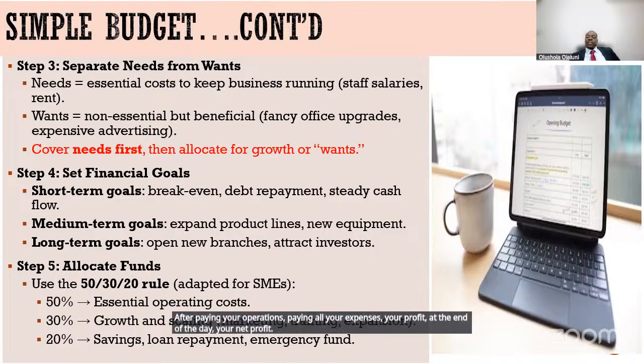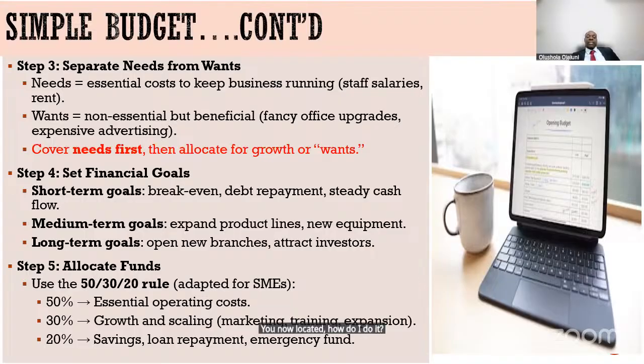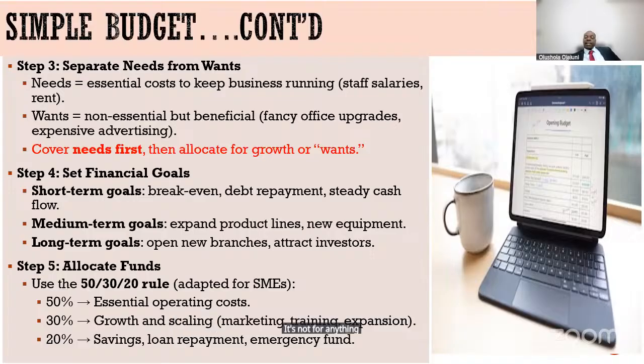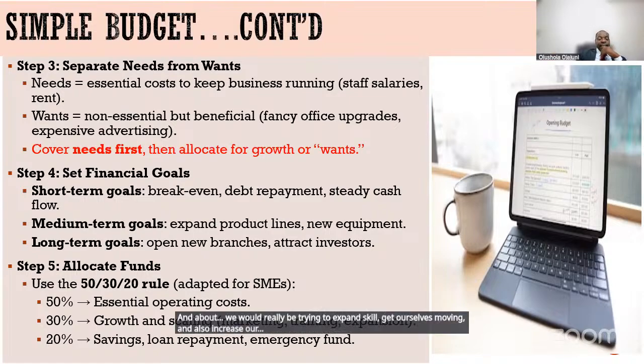You now allocate it. How do I do it? That down is your internal consumption. It's not for anything. No, look, I made 5 million this year. The 5 million belongs to the company. But how do we do it? Allocate. Now say, okay, we plow back maybe 2.5 million, then 30%, about maybe 1 point something, to expand scale, get ourselves known, and also increase our brand awareness, then also save some money for the organization.